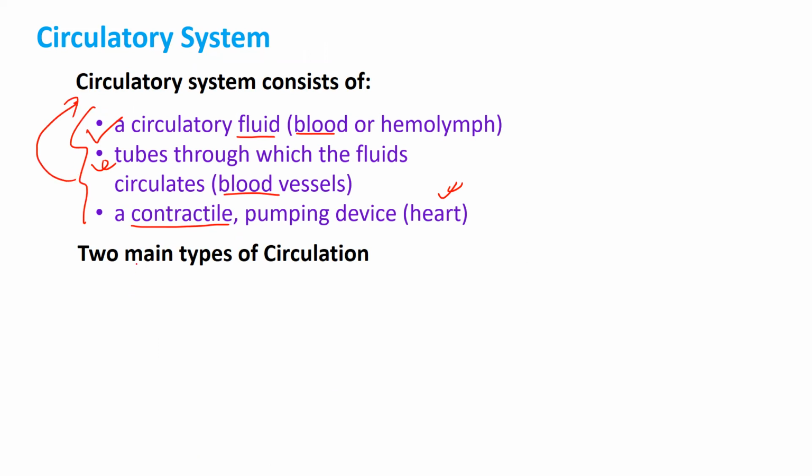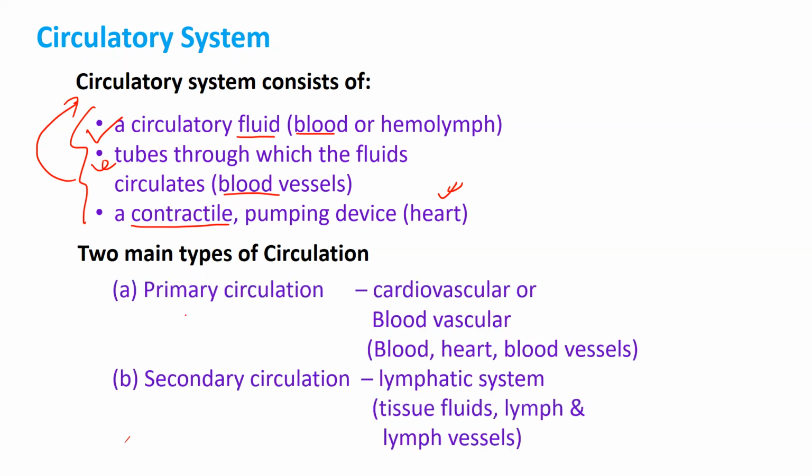Okay. And again, you see there are two types of circulation, right? One, what we call primary circulation, second, what we call secondary circulation. Now, what is primary circulation? That includes the cardiovascular or blood vascular system, that basically includes blood, heart, blood vessels. So these are the primary circulation. But if you talk about the secondary circulation, that includes the lymphatic system, which includes tissue fluids, lymph vessels. All these are part of our circulatory system. Okay. Secondary circulatory system. Please note it.